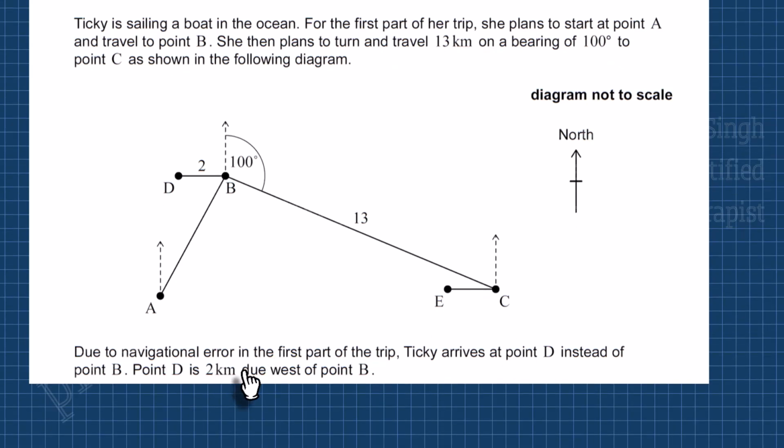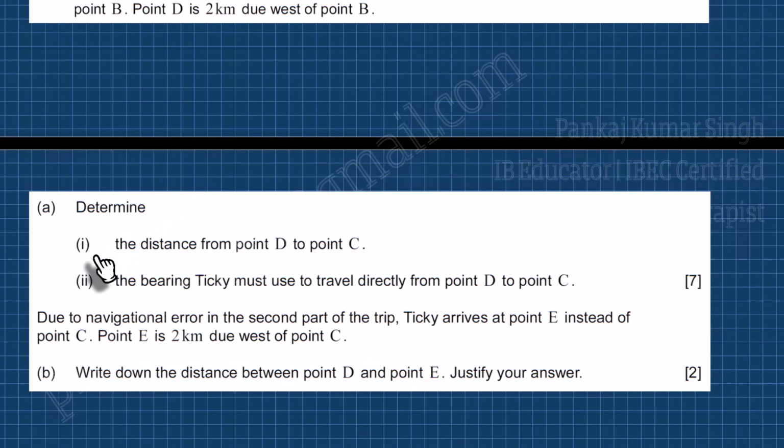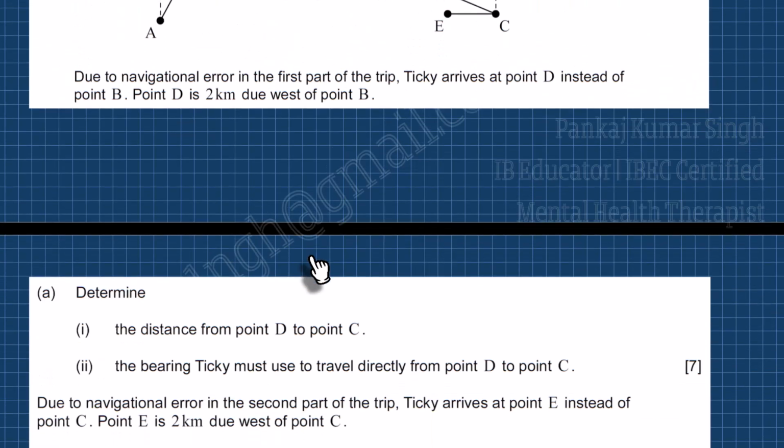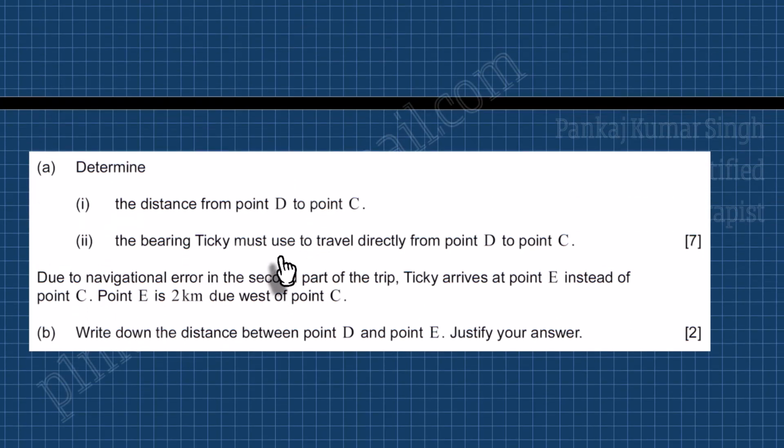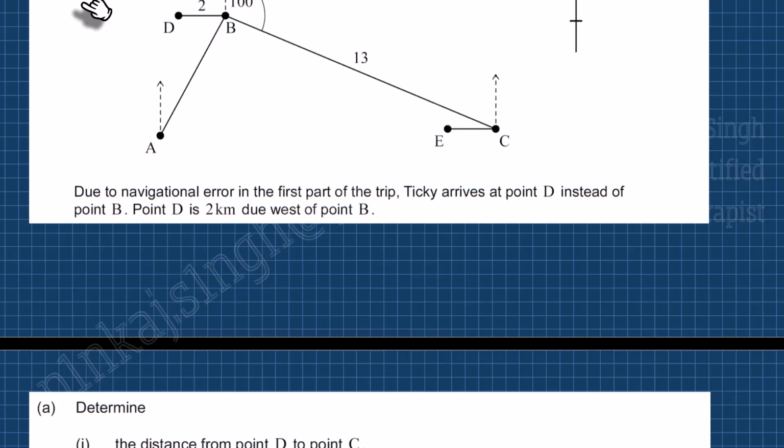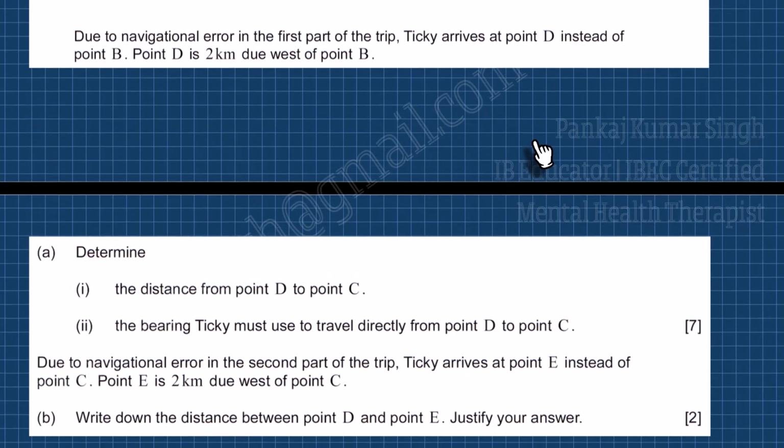However, due to navigational error, Tiki arrives at point D instead of point B, and point D is 2 kilometers due point B. What he wants is to find the distance from point D to point C, and the bearing Tiki must use to travel directly from D to C. So what's the bearing that the person needs to travel from D to C, and how long?